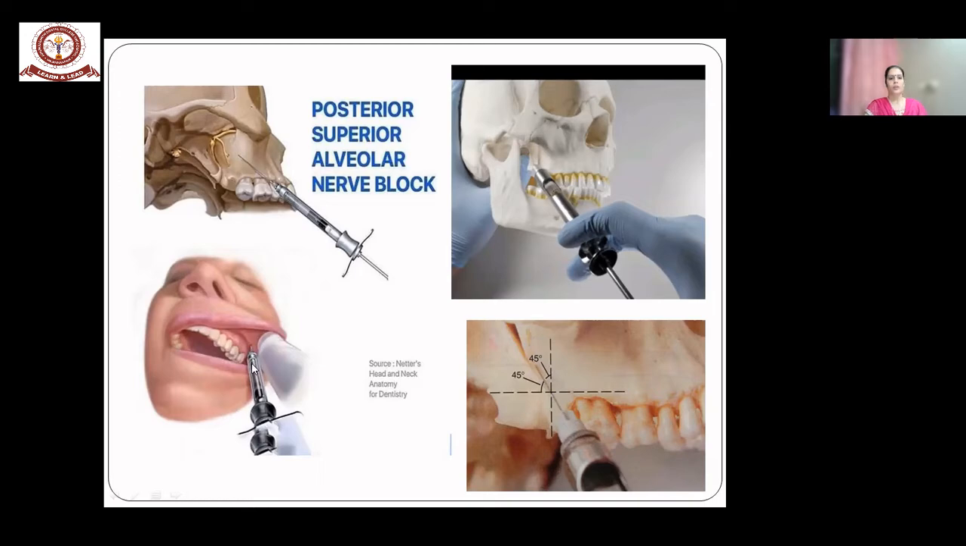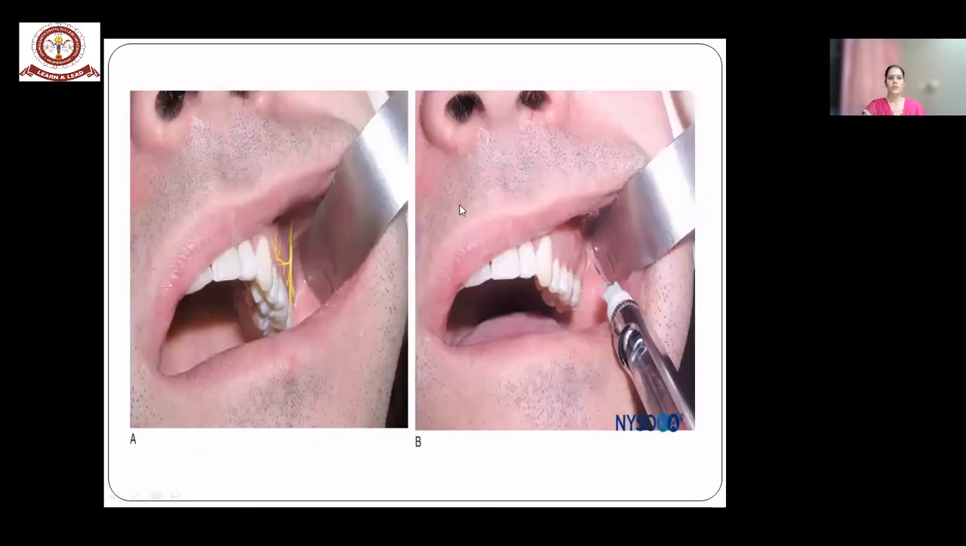Okay, so the point of insertion of the needle is usually at the mucobuccal fold of the maxillary second molar, and you can appreciate it here. So in this clinical picture, you can appreciate the direction of orientation of the needle. Exactly, the target area is at the mucobuccal fold of the maxillary second molar.